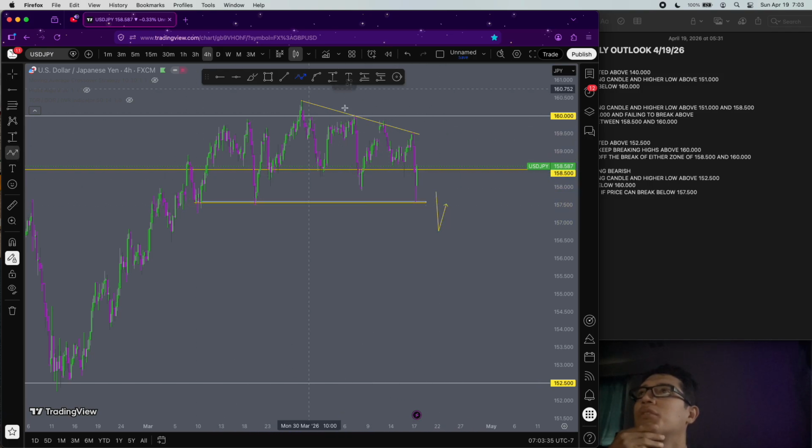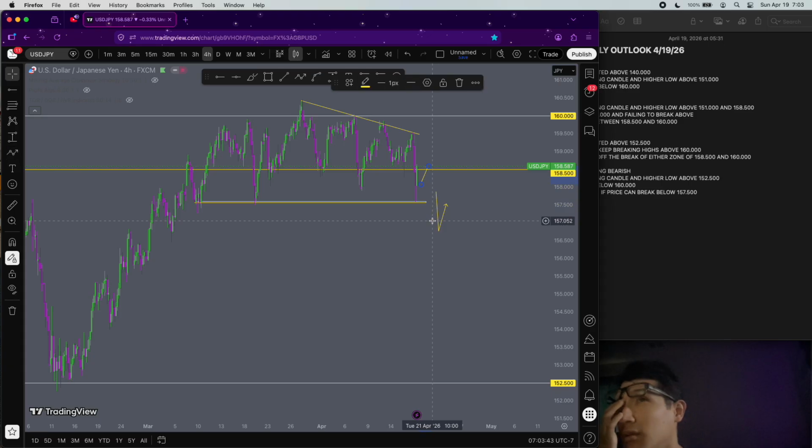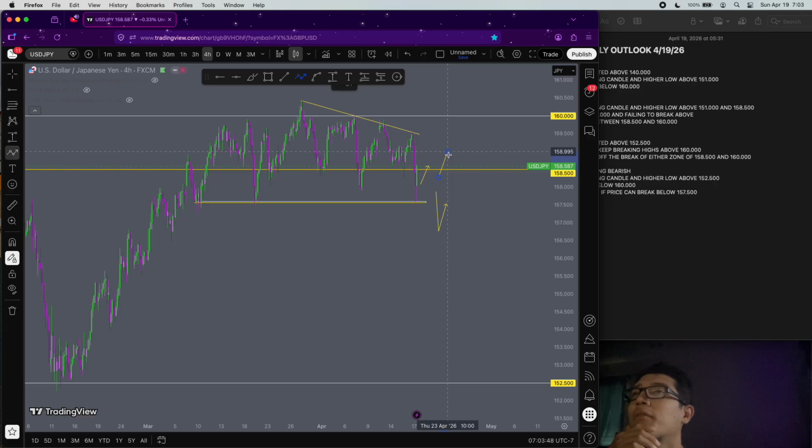And as you can see, we just barely broke above 158,500. So what is price gonna do? Are we gonna reject below and continue creating that lower high, or are we gonna break above, create the higher low, and continue bullish? So we have to wait. We have to wait for this move or for this move.